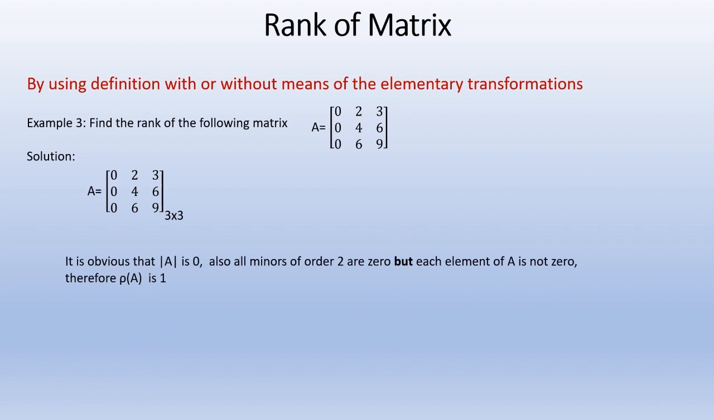Example 3. Find the rank of the following matrix. Solution. This is matrix A, order 3 by 3 है. देखने से ही हम जान सकते हैं कि इसका determinant 0 है और इसके सभी minors of order 2 are 0. But all elements are not 0, therefore, rank is 1.